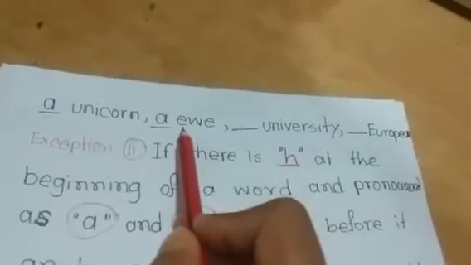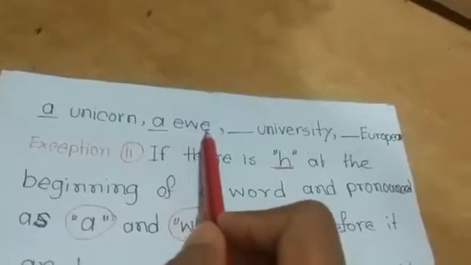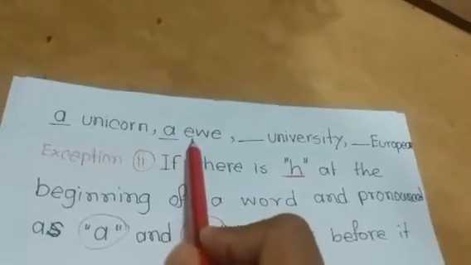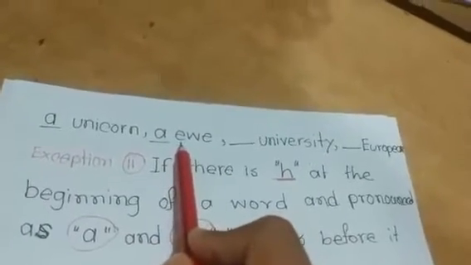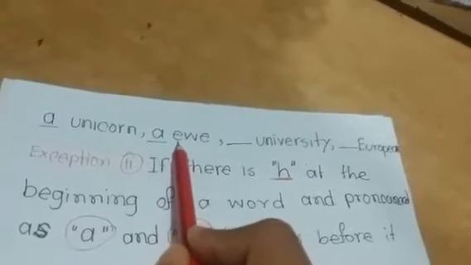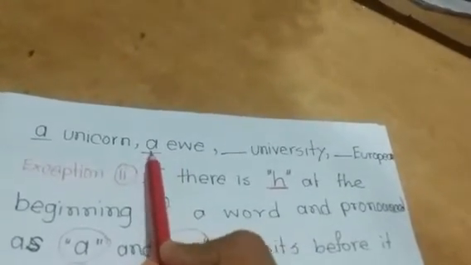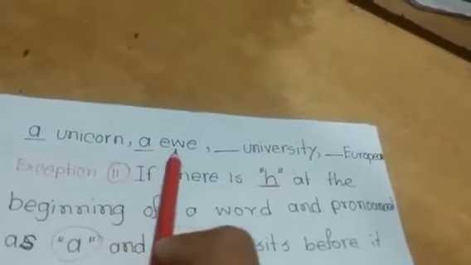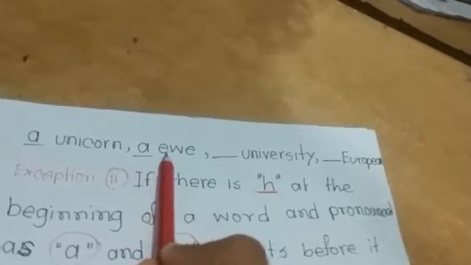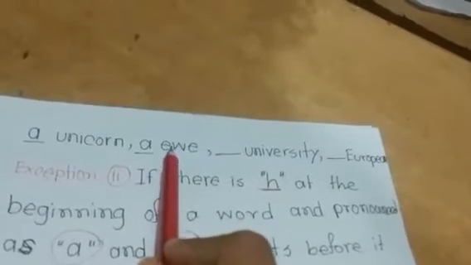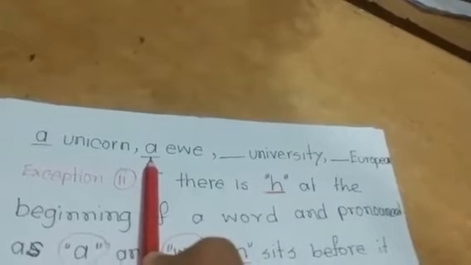Here is also another word, and the pronunciation is like U. The first letter is E. We know if the first letter is vowel, then we will use an, but I have used here a. Why? Because the letter is pronounced as U. That's why we will use a.